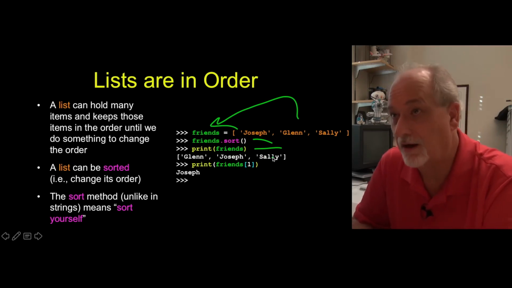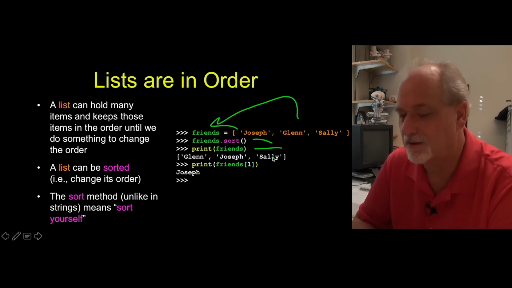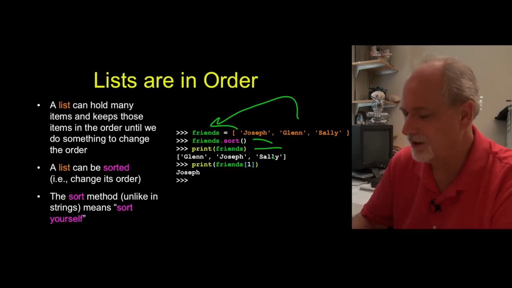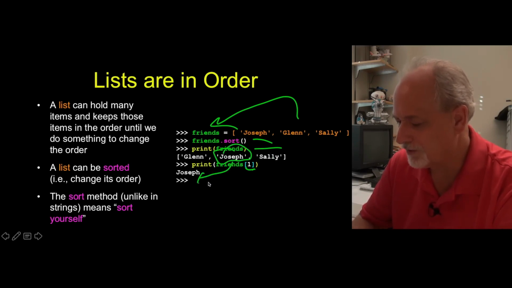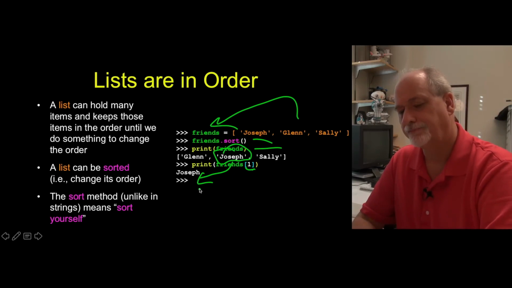I happen to be clever. I only put strings in there, and I put my uppercase and lowercase in a very consistent pattern, but the list has changed. And if I look at list sub 1, that is the second item, which is Joseph, that prints out right down there.